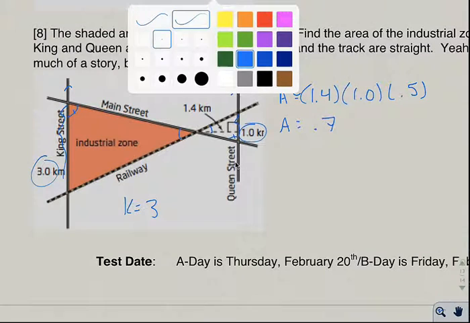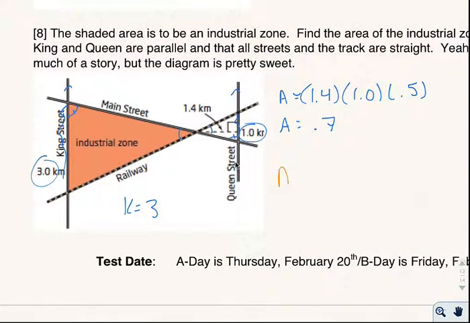So if I want my new area, the industrial area, A prime, I don't have to recalculate anything. I can just take 0.7, which is my old area, times the k factor, in this case squared, k factor squared because I'm looking at area, and that's enough to calculate this. So if I grab my handy calculator, and I take 3 squared, which of course is 9, times 0.7, that is going to be 6.3, and that's going to be my new area.